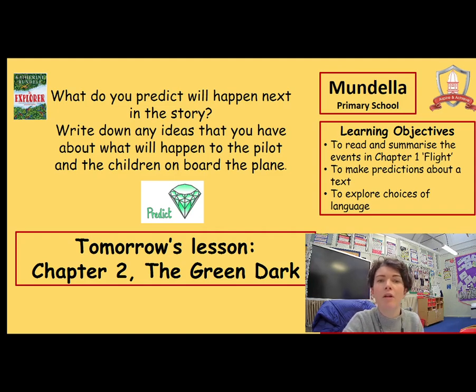Now in tomorrow's lesson we're going to be looking at chapter 2, which is called The Green Dark. If you can read on and read chapter 2 before tomorrow's lesson, that's great. Please do so. I would like you to try and read a little bit more of the story if you can. But if not, try not to worry too much about it, as we'll do a recap in tomorrow's lesson. Very well done for all of your hard work today, Year 5, and I'll see you tomorrow.